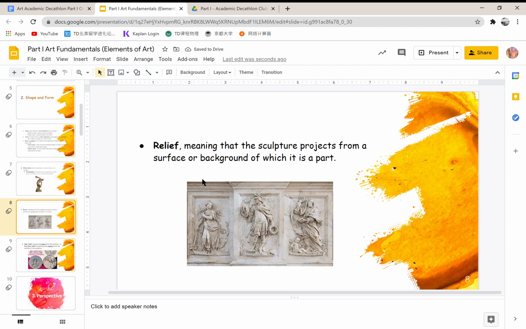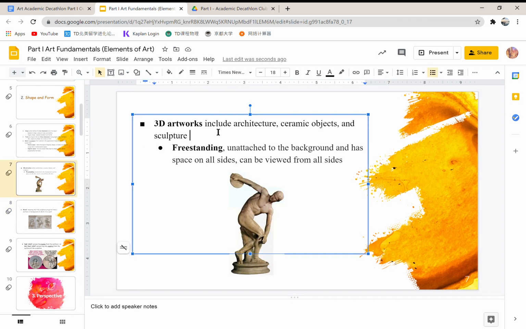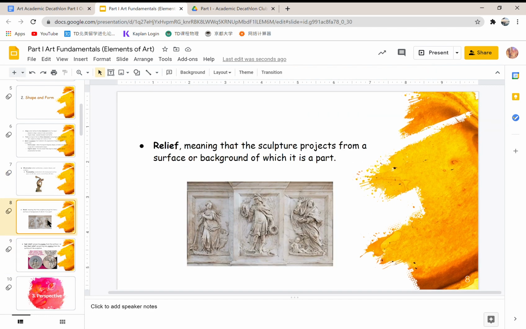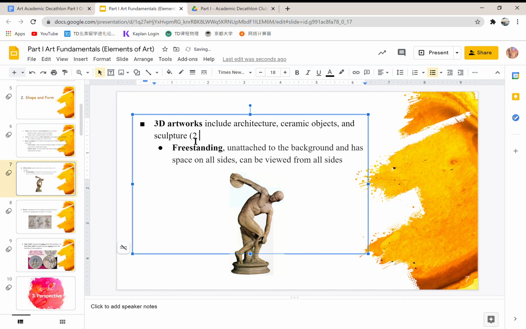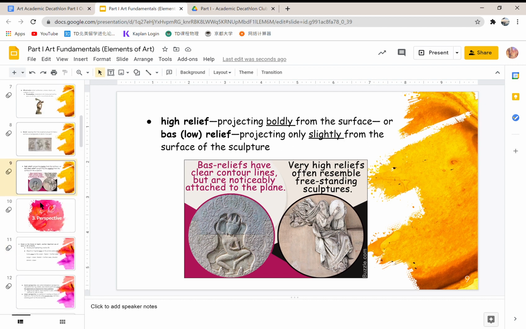And then we also have relief. Yeah, so the second type is the relief, and then underneath the relief, we also have two types of relief: high relief and low relief. High relief is projecting boldly from the surface, and low relief projecting only slightly from the surface of the sculpture.